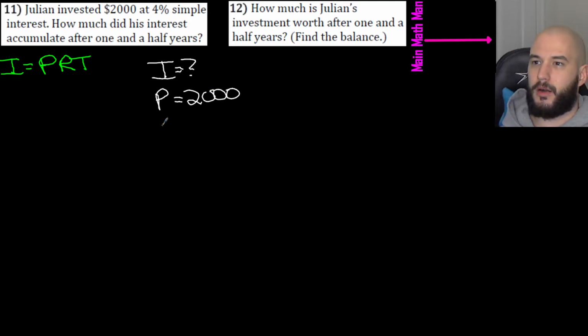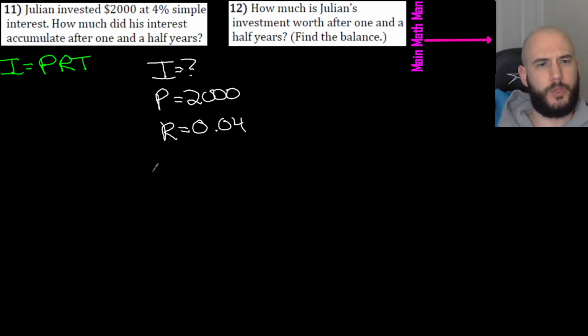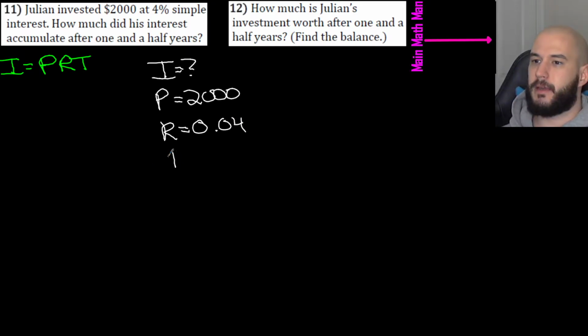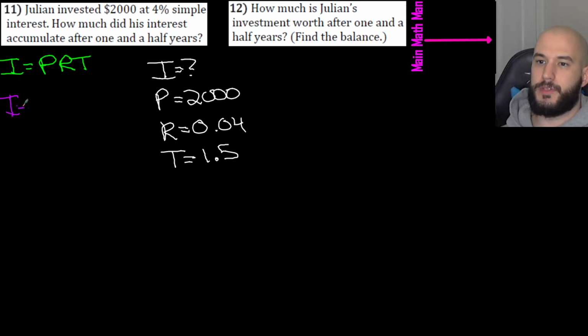We're going to say our rate. That's always going to be our percentage, but you want to write it as a decimal. So we're going to have that 0.04. We can say our time, always in years, and since it says 1.5 years, you could say 1.5 years. Again, you just plug those values in as follows, and so you'd say, all right, I equals, and I use parentheses for multiplication, so I'm going to say 2,000 times that 0.04, and I have times 1.5.